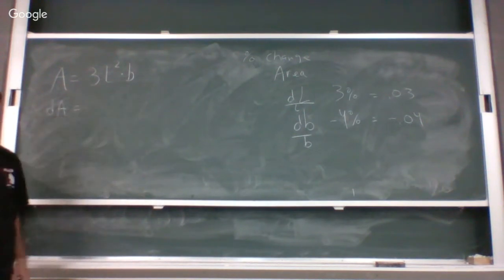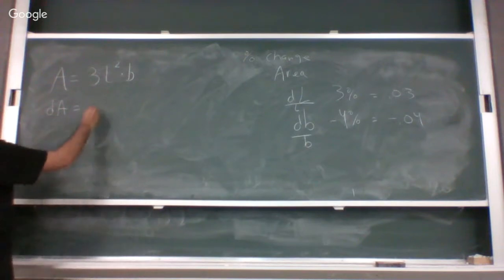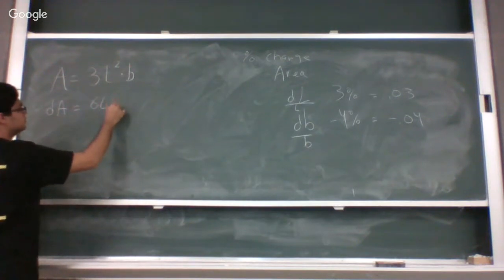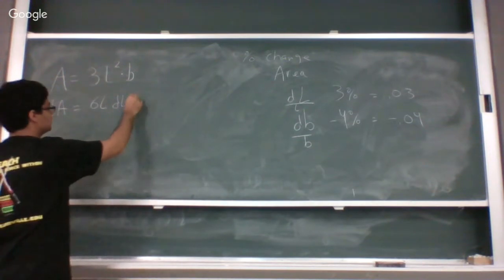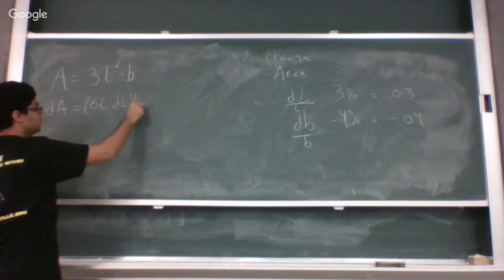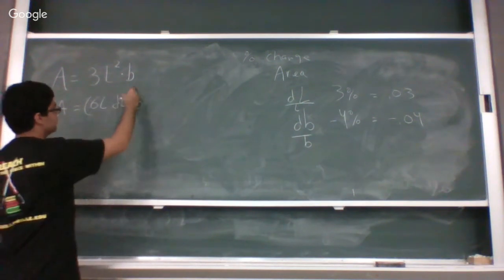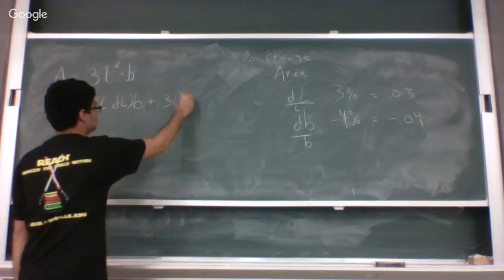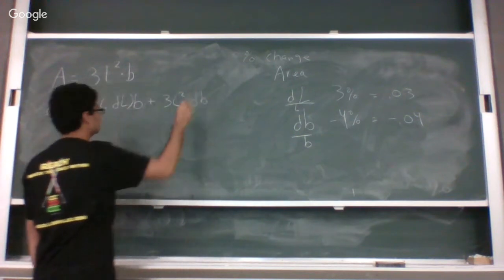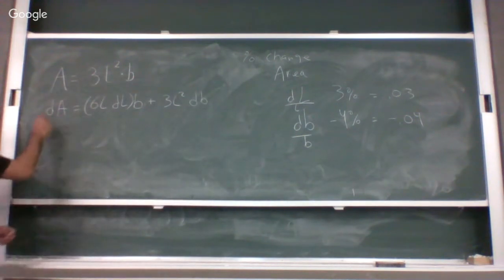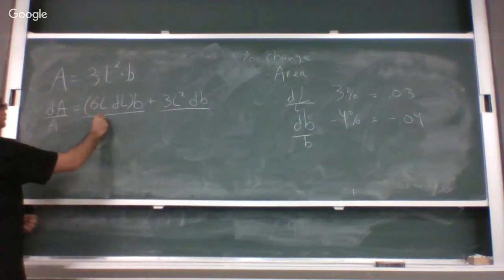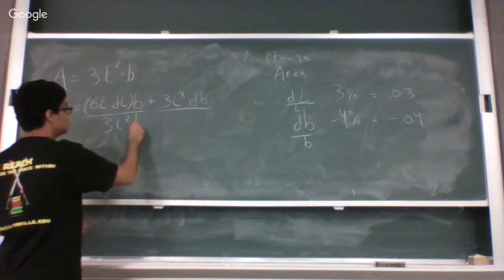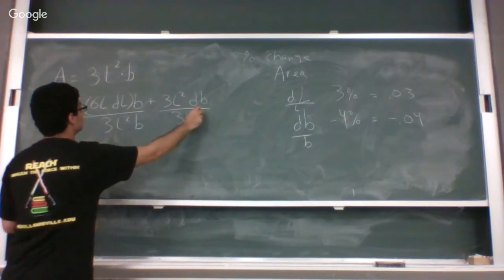So to take the derivative, it'd be 6L dL times B plus 3L squared dB. And we're looking for the change, so we have to divide by the area. So we divide this by 3L squared B.